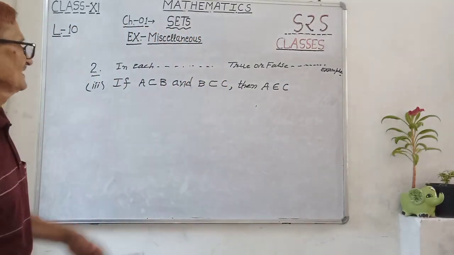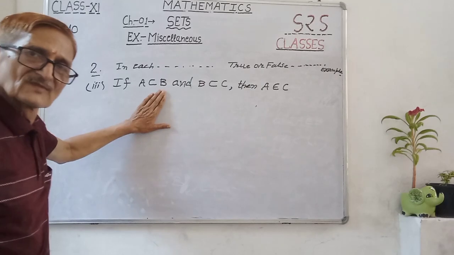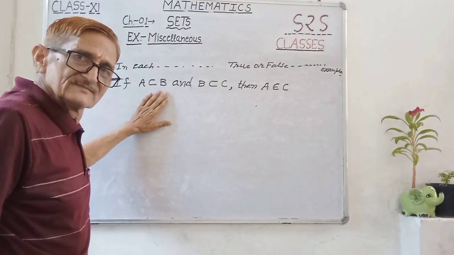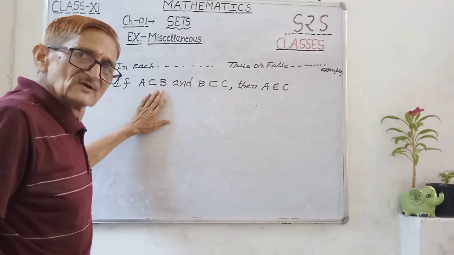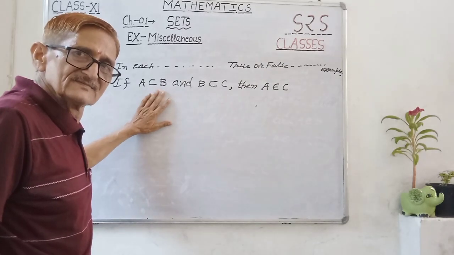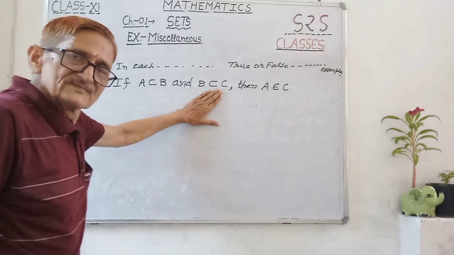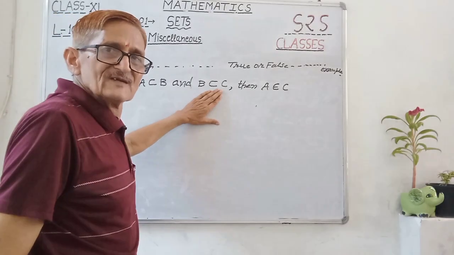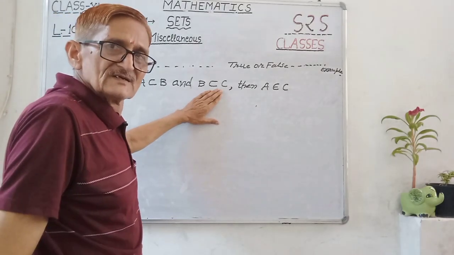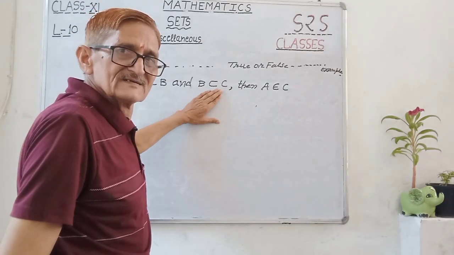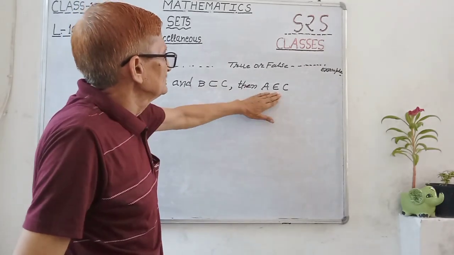Understand, A is the subset of B. Every element of set A is in B, and B is the subset of C. Every element of B is in C, so every element of A is in C. Okay? Every element of A is in C.